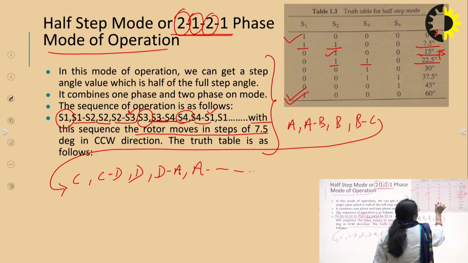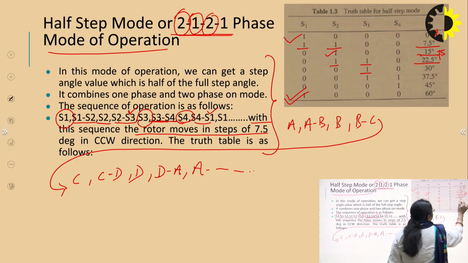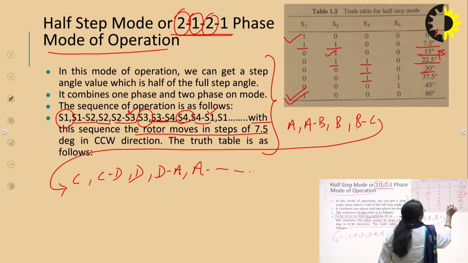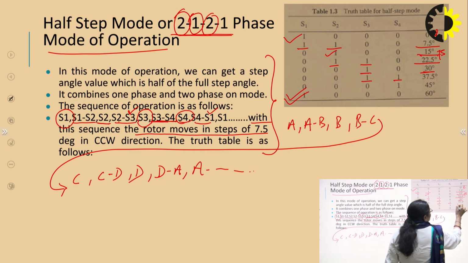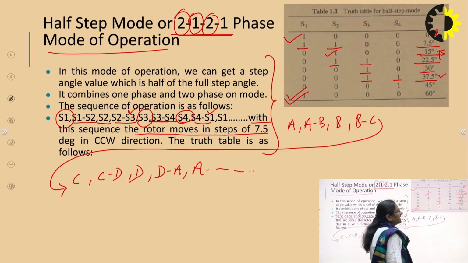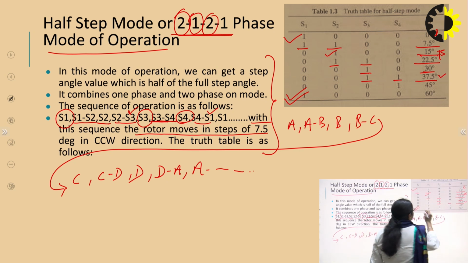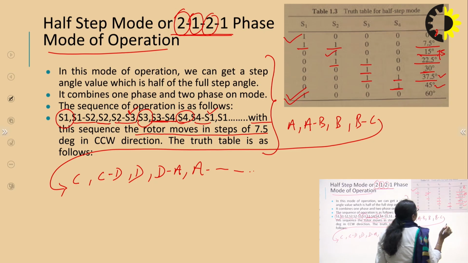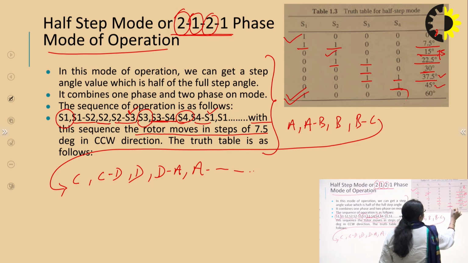Then only phase C, so further 7.5 degree movement, position angle reaching to 30 degree. Then C along with D, further movement by 7.5 degree having the position angle of 37.5. Then we are having only phase D, position angle is 45 degree. Then we would be having one sequence is missing here.